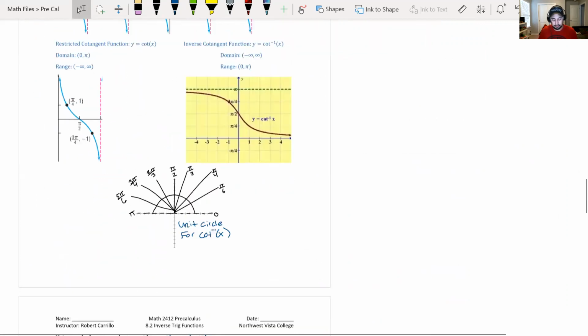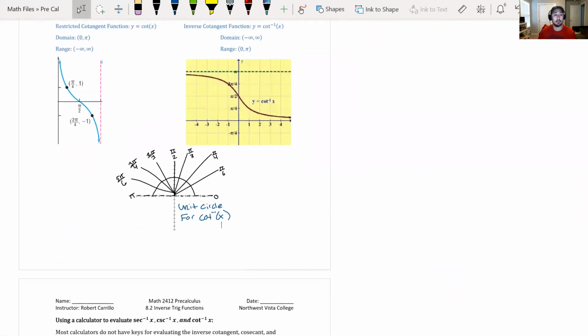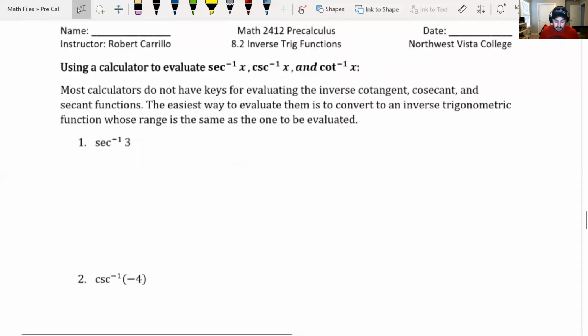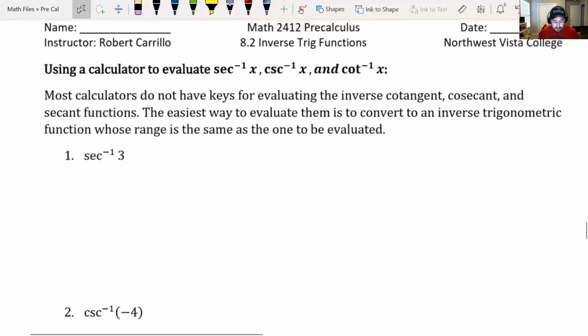Okay. So there's that. It's lovely. And now we get into some calculator work. Okay. So use a calculator to evaluate inverse secant, inverse cosecant, and inverse cotangent.